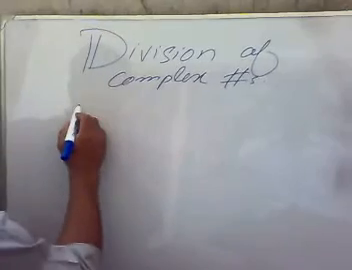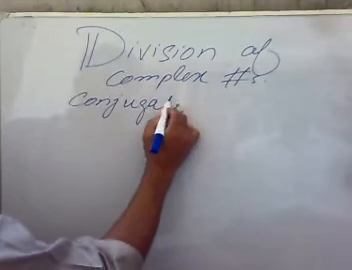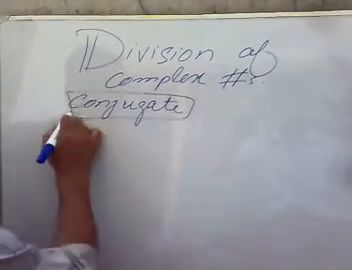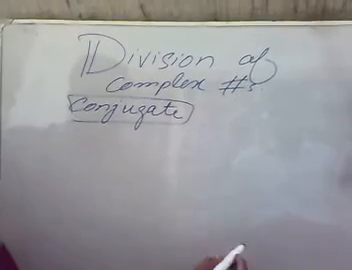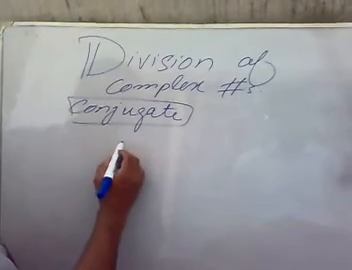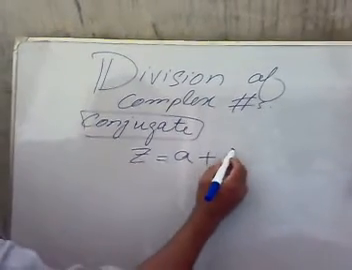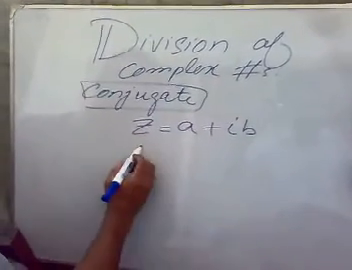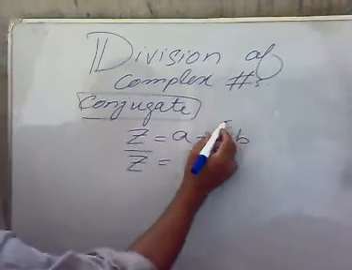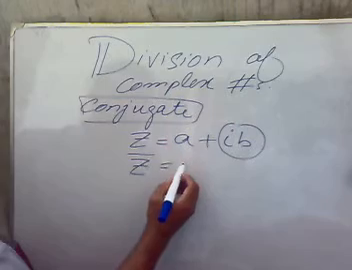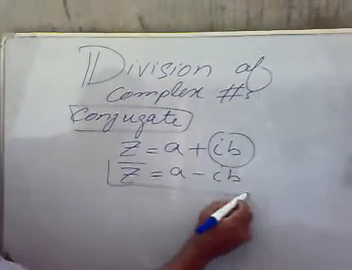and one of them is the conjugate. To find the conjugate of a complex number, we usually change the sign of the imaginary part. Suppose we have a complex number z equals a plus iota b, then its conjugate would be represented by z bar, and the sign of the imaginary part will be changed, and this is our conjugate.